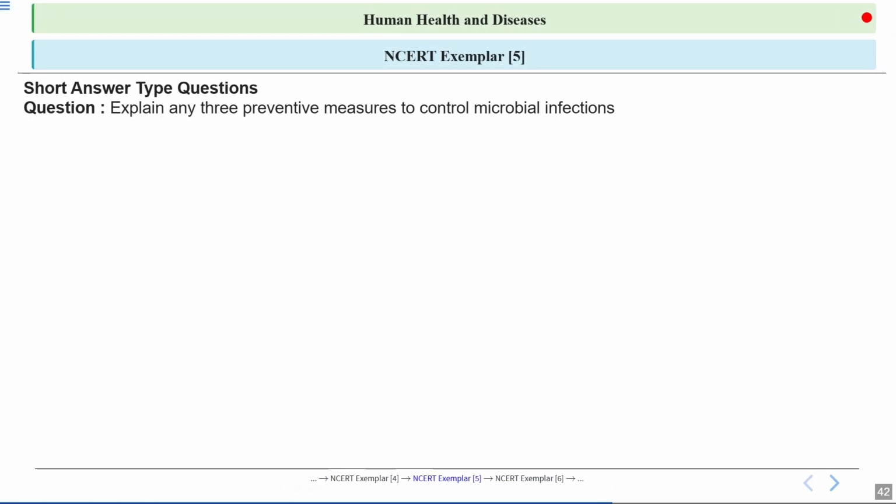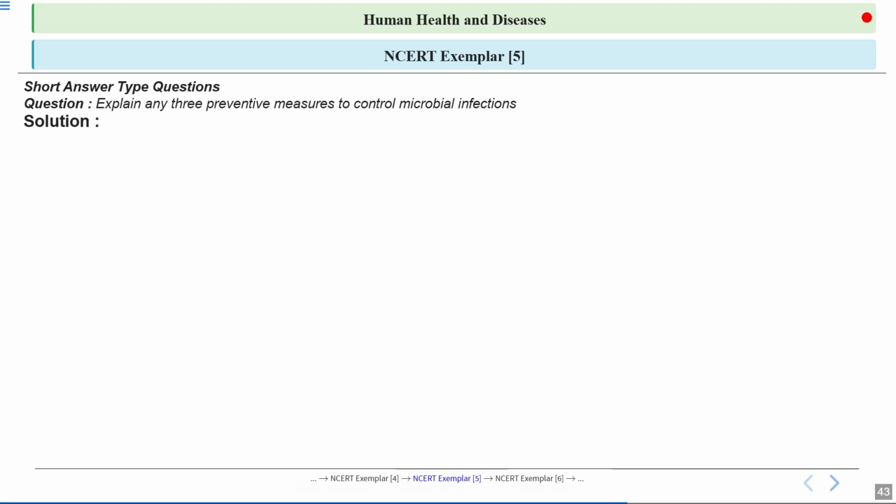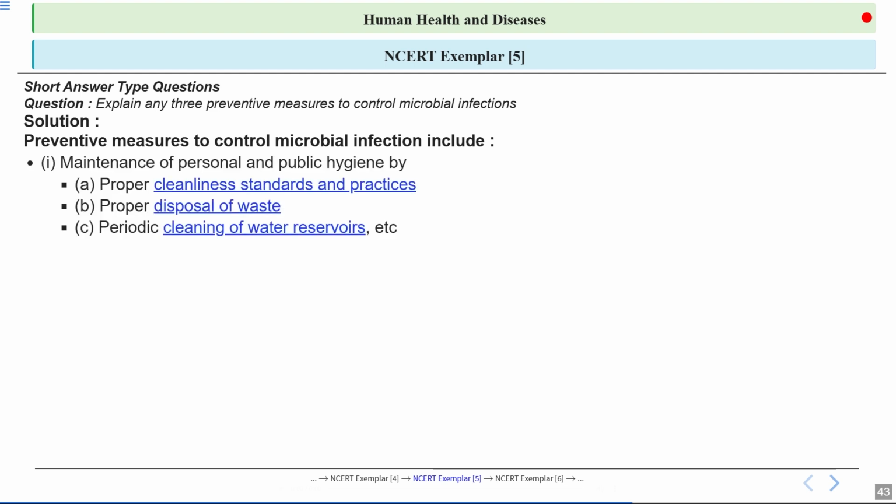The next question: explain any 3 preventive measures to control microbial infections. So let's discuss the answer. Now, preventive measures to control microbial infections include, first, maintaining personal and public hygiene is essential. This includes following cleanliness standards, proper waste disposal, and regularly cleaning water sources. These actions help remove the environments where microbes can thrive, much like keeping your kitchen clean prevents pests.